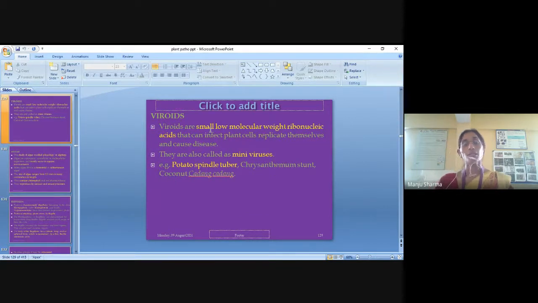Then viroids. Viroids are small, low molecular weight ribonucleic acids that can infect plant cells, replicate themselves, and cause disease. They are also called mini viruses. Examples are potato spindle tuber, chrysanthemum stunt, coconut, etc.